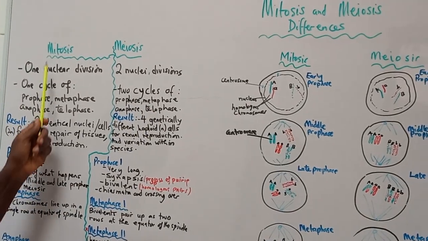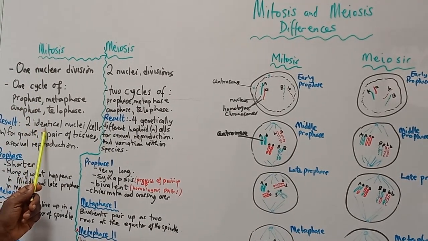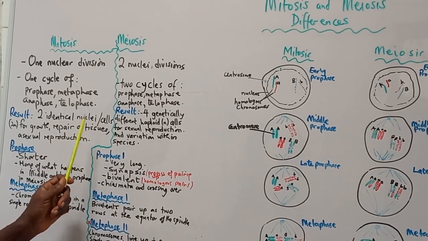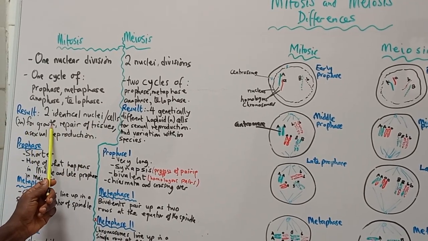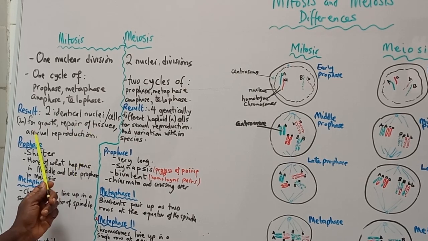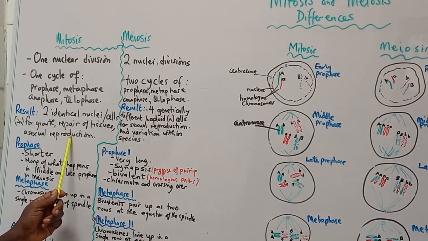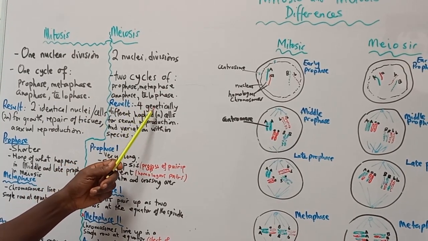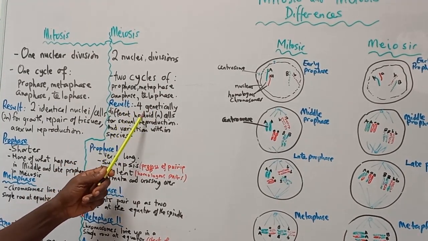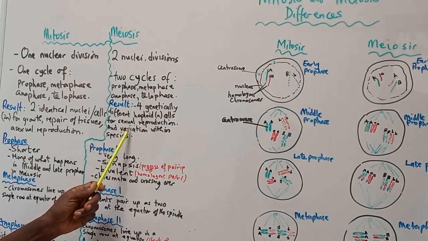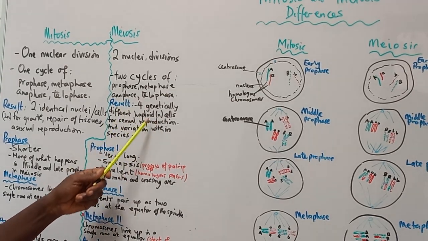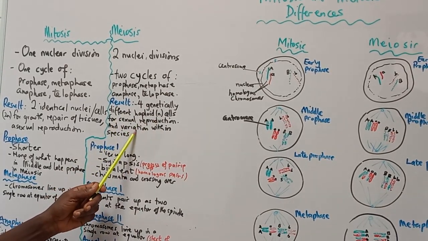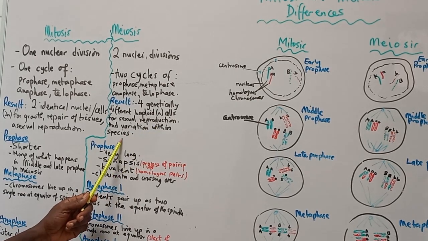The result of mitosis is two identical nuclei or cells for growth, repair of tissues, and asexual reproduction. Meiosis results in four genetically different haploid cells for sexual reproduction and also to produce variation within the species.